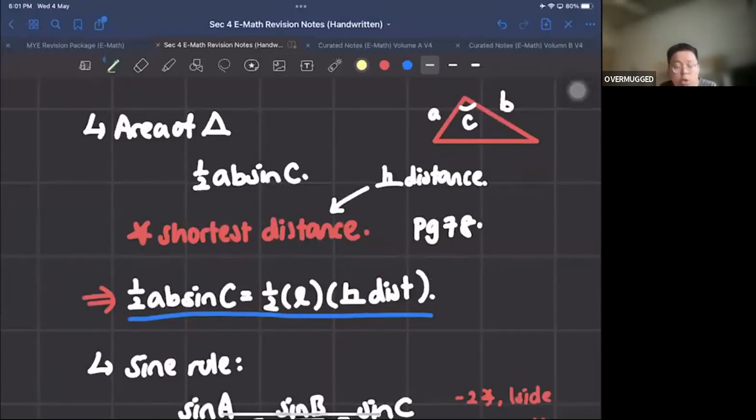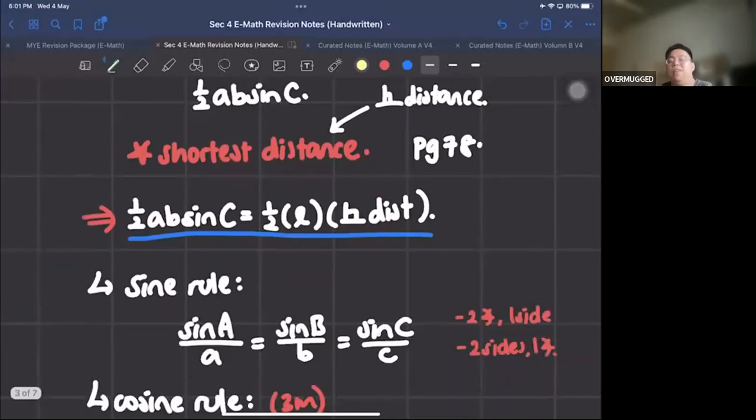So how do we tabulate shortest distance from a point to a line? We always talk about the perpendicular distance. And we always use this formula: half ab sine C equals half length times perpendicular distance. How do we spot a shortest distance question? Usually, not all the time, part A will be the area of a triangle, then the part below will be shortest distance. Then you know you can use both pieces of information.